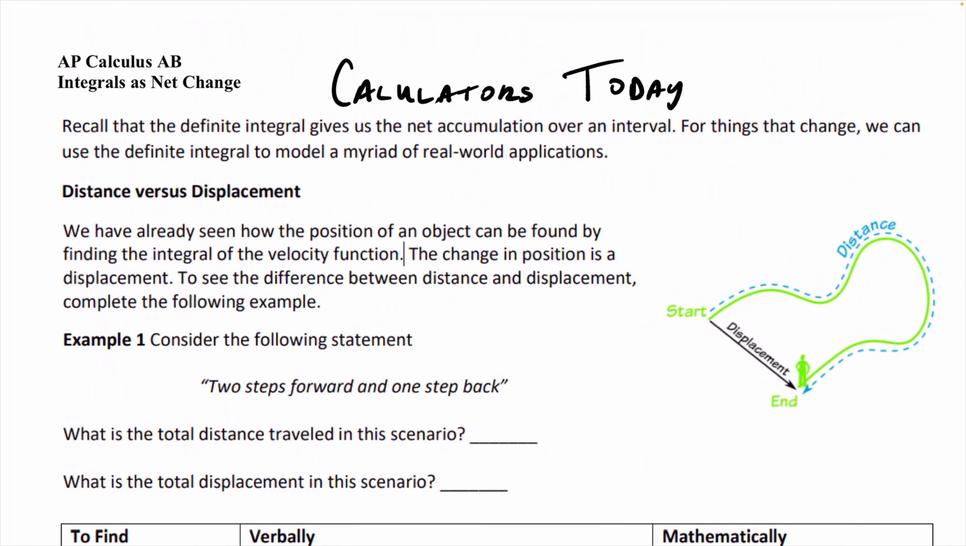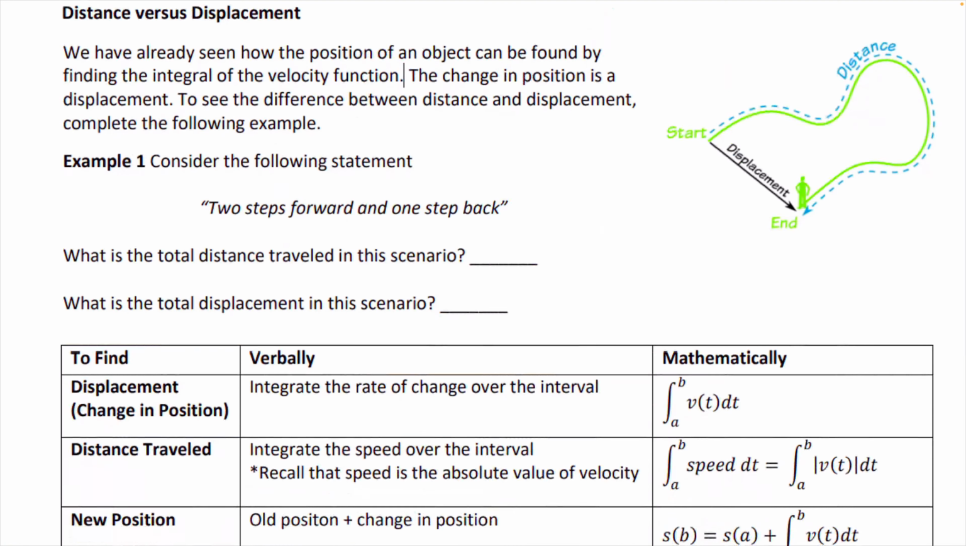So the idea is distance versus displacement. Okay, distance. If you take 2 steps forward and 1 step back, how far total have you traveled? If you take 2 steps forward and then 1 step back, in other words, total steps. How many have you taken? 3 steps, right?